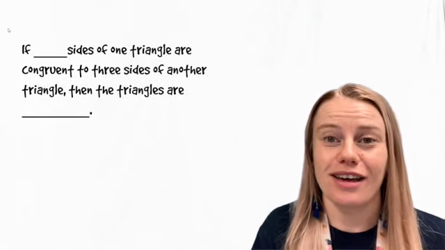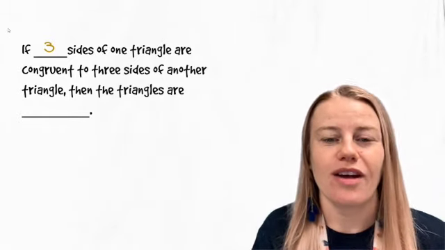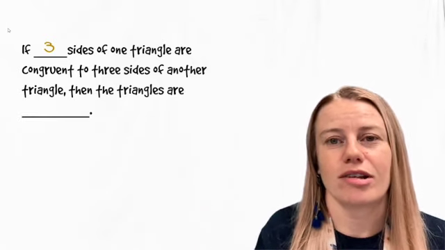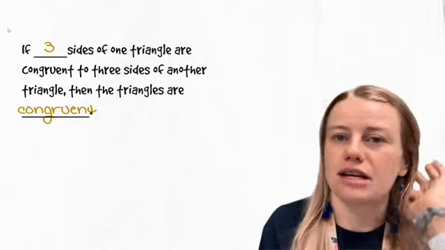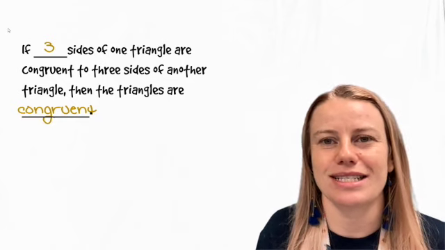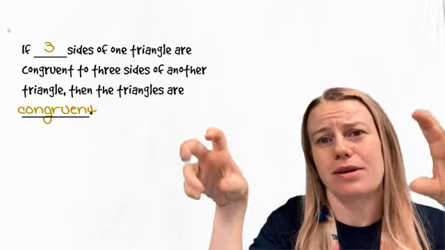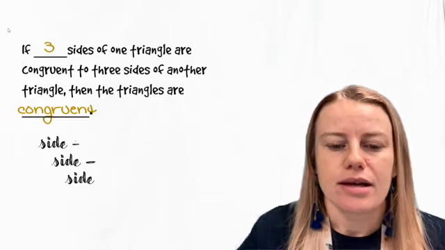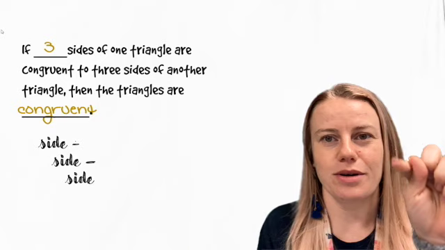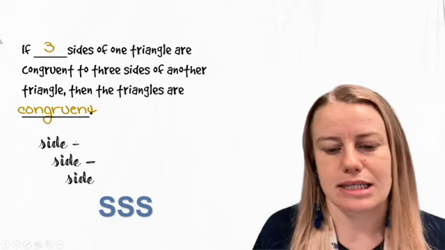All right, if all three sides of one triangle are congruent to all three sides of the other triangle, then the triangles are congruent. This kind of goes back to our CPCTC, parts of congruent triangles. So if the three sides are congruent, the triangles are congruent. We call this side, side, side, because side, side, side on one is congruent to side, side, side on the other. And we abbreviate that with SSS.